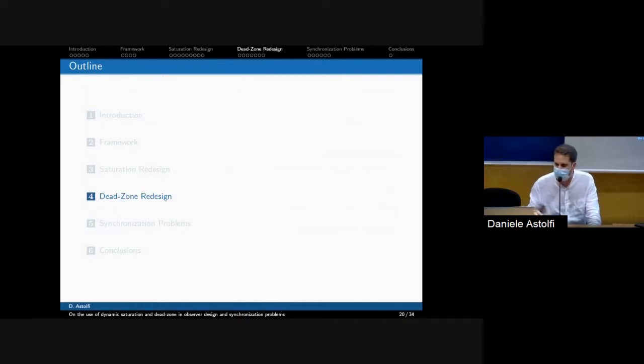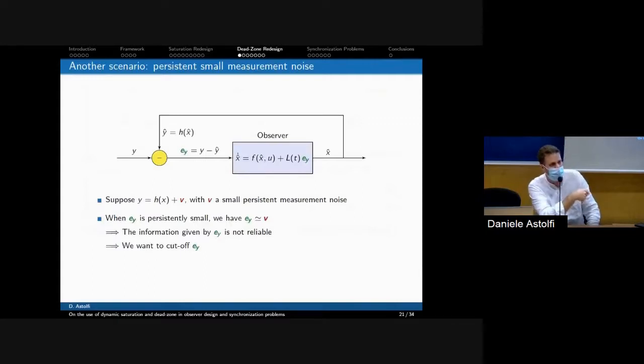Now, the second idea that we came up with is the use of dead zone redesign. The use of a dead zone is motivated by persistent small noise. Why this? Suppose that e_y, for the nominal observer, is small for a very large amount of time. If there is some perturbation which is small, this means that e_y is just the noise. We are just using the noise to correct our observer. Because if e_y is large, it corresponds to bad initial conditions. But if it's always small, this is just noise that we are using to feed the observer. So again, we would like to cut and not use this information. It's just useless.